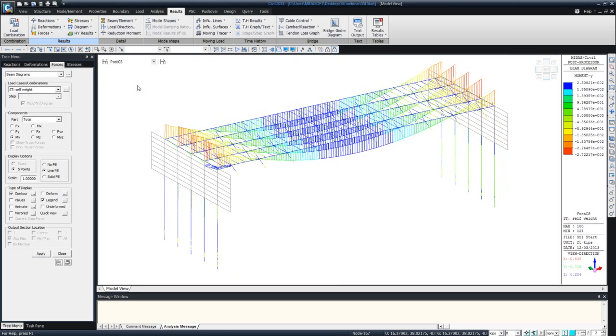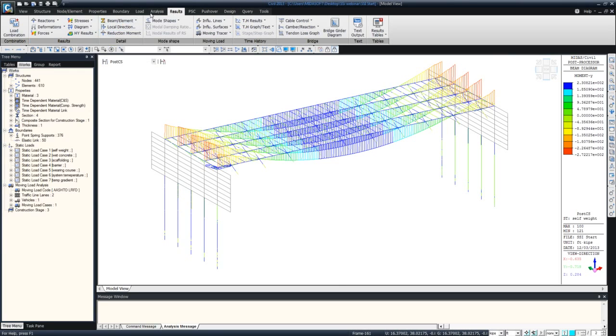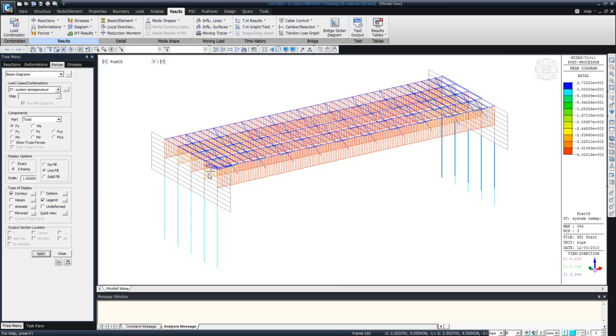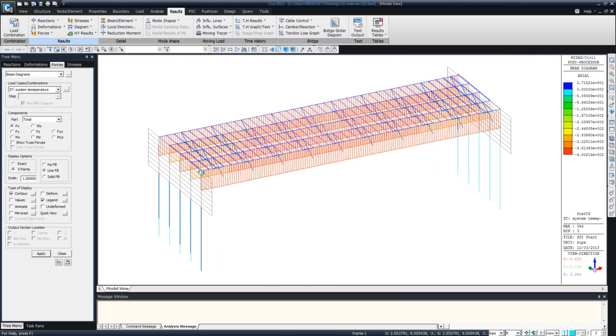Now let's see the effect of thermal changes on the bridge. To obtain it, I'll go to result, forces, beam diagrams one more time. This time I'm going to select the system temperature load, where we have increased the temperature of the entire system by 30 degrees, and I'll obtain the axial force. As I said earlier, if it were a simply supported structure, it would have been allowed to expand and there would be no stresses, but you can see here that these additional stresses appear in the bridge structure.